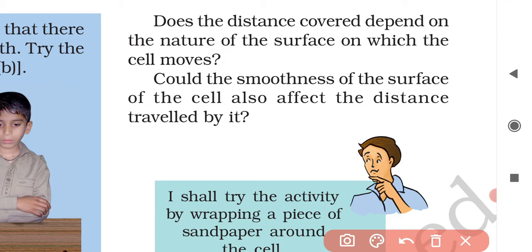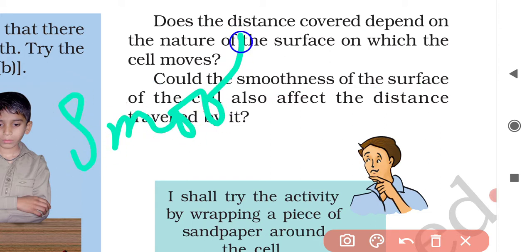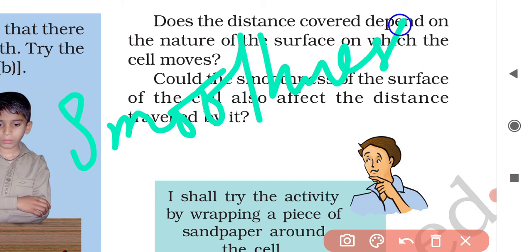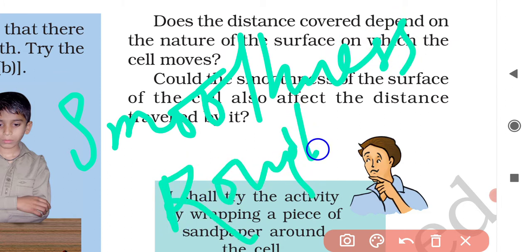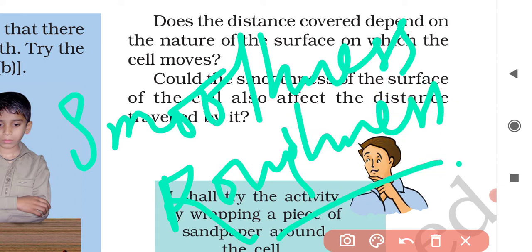And the surface can be smooth or rough. Could the smoothness of the surface also affect the distance traveled by the cell? Yes, the friction depends on the smoothness and roughness of the surfaces.